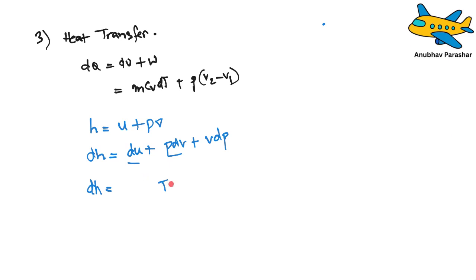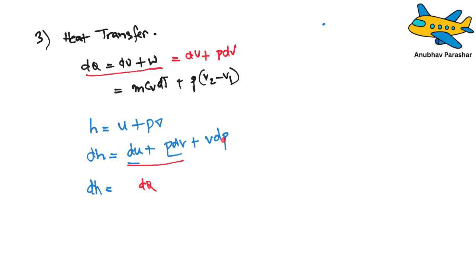Or if you're finding it difficult, let us say it this way. Let us look at here and try to understand this. So dq is equal to du plus w. What is w? The work done, that is pdv. So can I write du plus pdv is nothing else but dq.